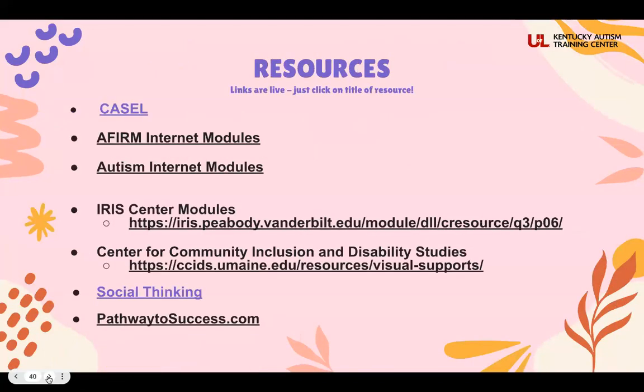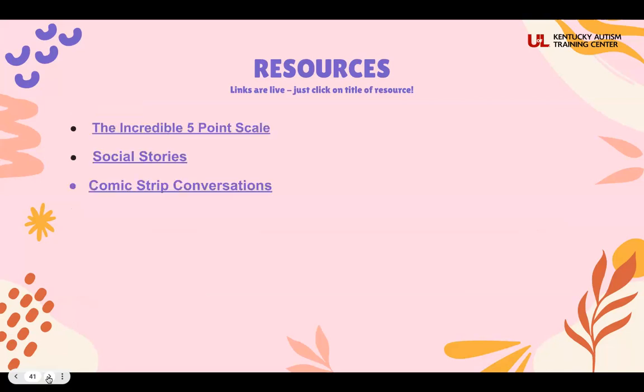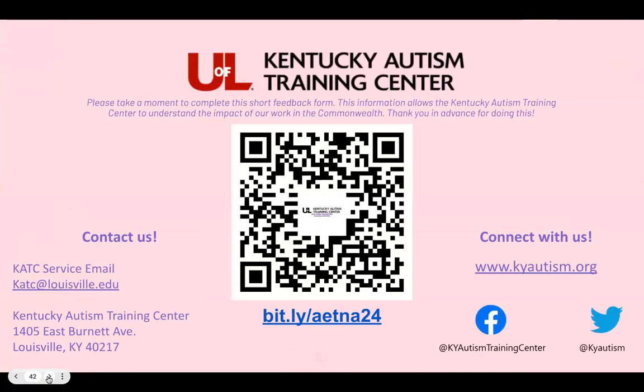All right, so you have the resources at the end. You can see all of them are live. I don't know why some are purple and some are not. The Affirm internet modules have more information about those evidence-based practices. There are also the IRIS Center modules, and these two are specific to behavior and visual supports. Social Thinking, there's that one I mentioned. Pathways to Success, there is that one I mentioned. Here's the Incredible 5-Point Scale, Social Stories, and Comic Strip Conversations. So those are all the ones we talked about.